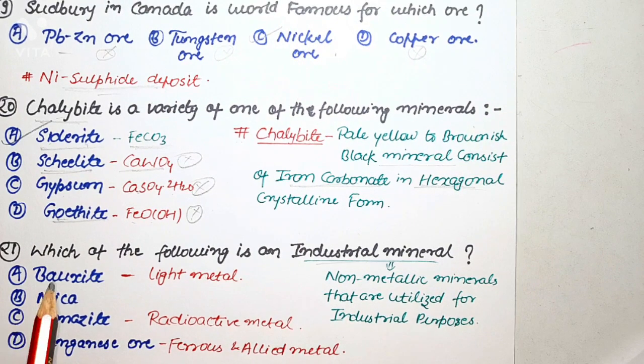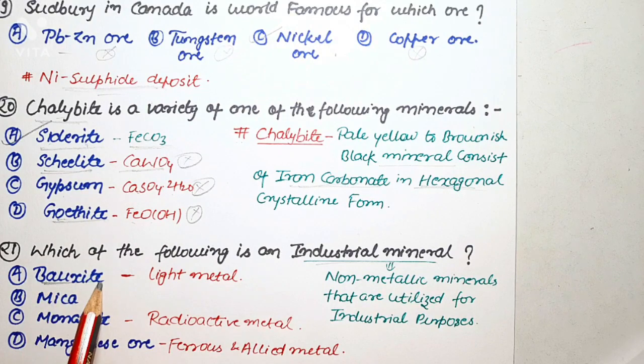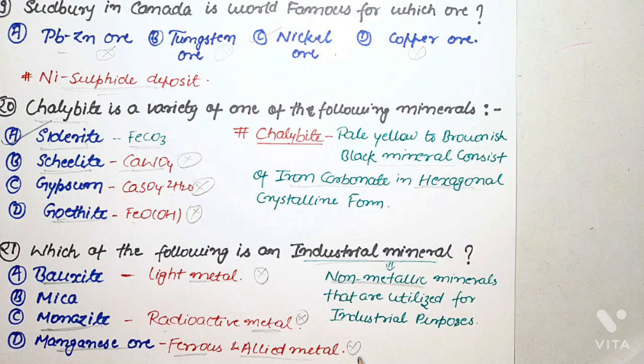First one is bauxite. Bauxite is an ore of aluminum, and aluminum is itself a light metal, so it is a metal. And in the definition, I have told you that industrial minerals are non-metallic minerals. Okay, so this will not be the correct answer. Next, monazite. Monazite is a radioactive metal. It is also a metal. This is not a non-metallic mineral, so this will also not be the correct answer. Next one is manganese ore. Manganese ore is a ferrous and allied metal, so this will not be the correct answer as per the definition.